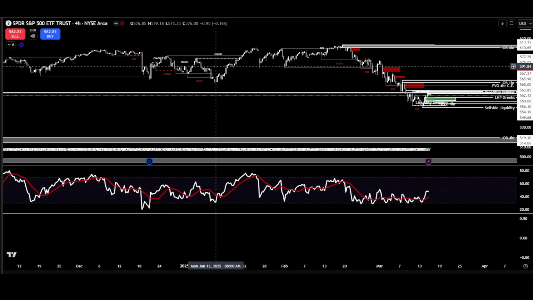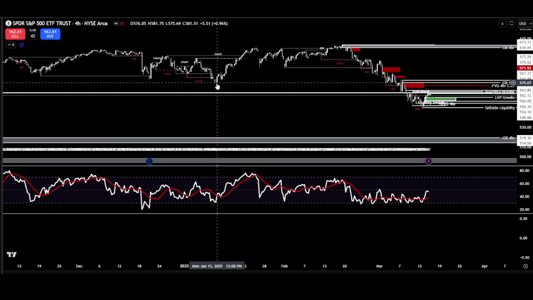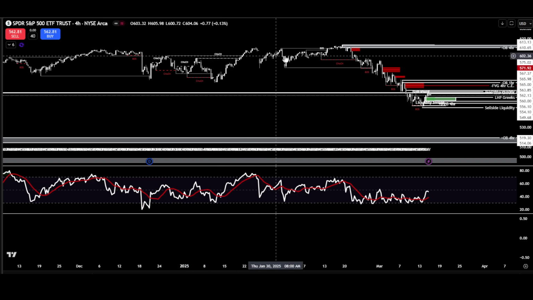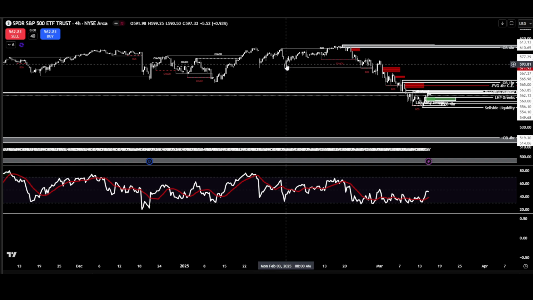Right here, we get another oversold reading. We get a gravestone, or falling star, or whatever they call it, doji candle here at the bottom. Oversold, and then we get a relief rally. Right here, we get an oversold reading, a bullish engulfing candle, and we get a relief rally.